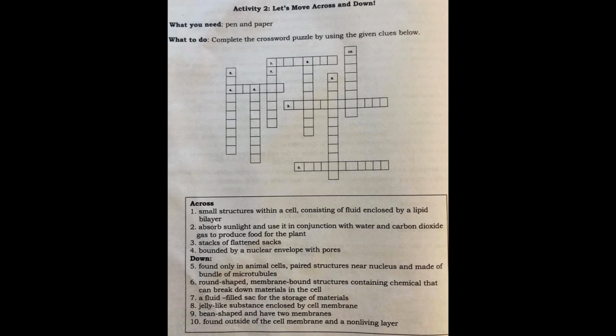Time's up. Let's now check your answers. For activity 2, first, across, ma'am. First, we have vesicle, 2 chloroplast, 3 Golgi bodies, 4 nucleus. For down, ma'am, first centrioles, 5, 6 lysosomes, 7 vacuoles, 8 cytoplasm, 10 mitochondria, and 10 cell wall.